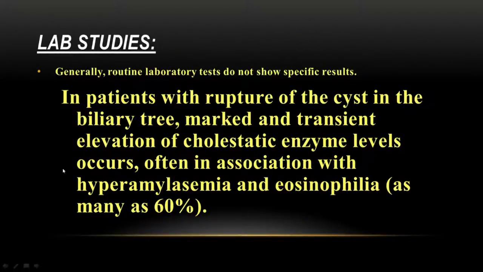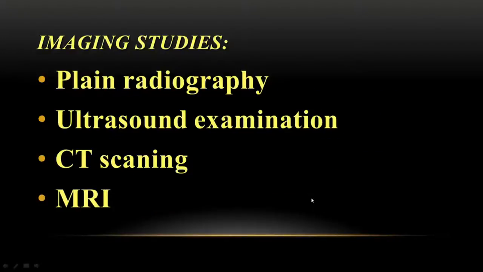Generally, routine laboratory tests do not show a specific result. In patients with rupture of the cyst into the biliary tree, marked and transient elevation of the cholestatic enzyme levels occurs, often in association with hyperamylasemia and eosinophilia, which can be as high as 60%. Imaging studies are plain radiograph, ultrasound examination, CT scanning, and MRI.